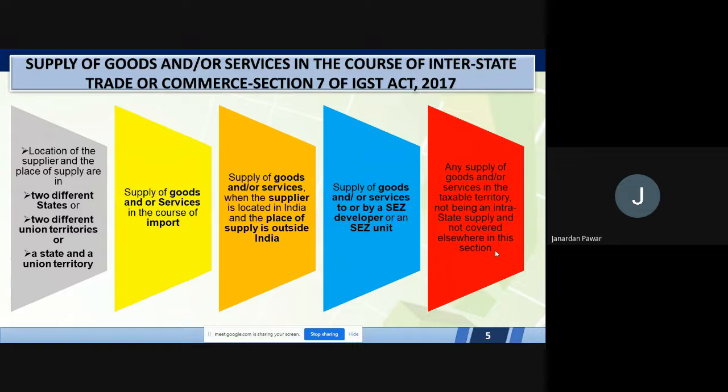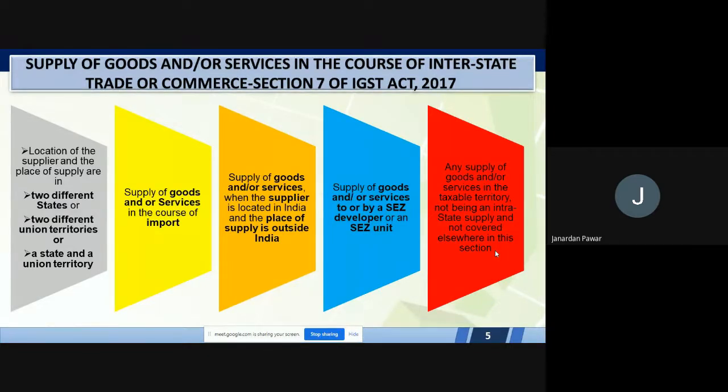Then 2 different union territories. It is not always states; sometimes the transaction may take place between 2 different union territories, or sometimes between 1 state and 1 union territory. So it should be different. We are not going to restrict the concept of interstate only to two different states; we are going to consider one state and one union territory, two different union territories, and two different states. If the transaction is taking place between these, it can be called interstate.